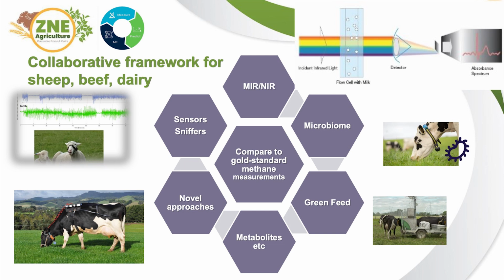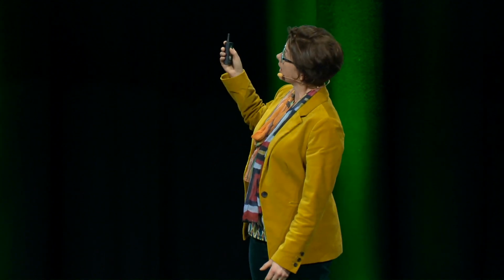There are other devices like the GreenFeed, which is really popular in the beef industry, and that's how they're scaling up. But ultimately, one of the things that we have to do is to bring together these measurements into a genomic reference population that we can then use to develop prediction equations and make our selection decisions.